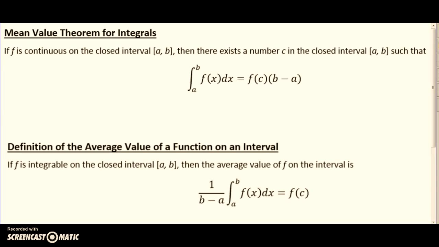A main theorem in calculus is the mean value theorem for integrals. And an extension of that is the definition of the average value of a function on an interval. Here they're written in their calculus wording.